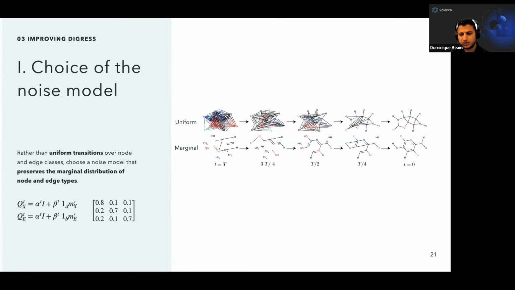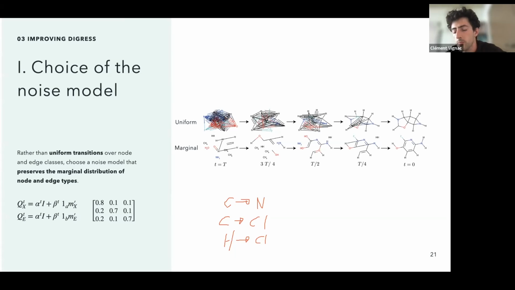When you have an atom, like a probability of transition, for example, for carbon to any other atom, let's say carbon to nitrogen versus carbon to chlorine versus let's say hydrogen to chlorine. In your case right now, they all have the same probability of transitioning, or no? Yeah. For example, carbons are more frequent, so probably you will transition more often to carbons. But yes, we don't add a lot of prior knowledge.